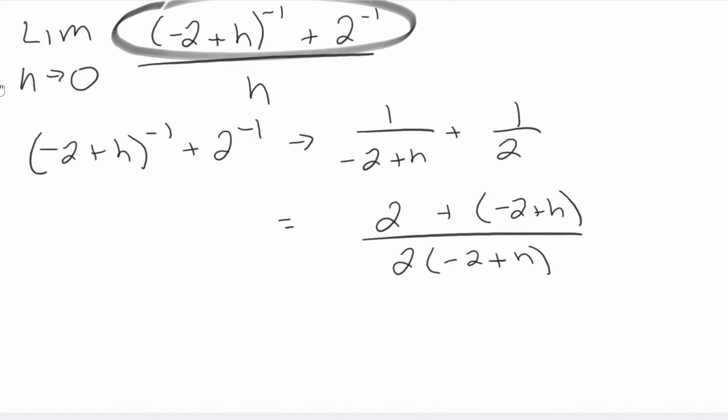Any questions on how I got the common denominator there? I just multiplied the denominators and multiplied the top by the opposite. So now the top becomes just h, and the bottom is negative 4 plus 2h.